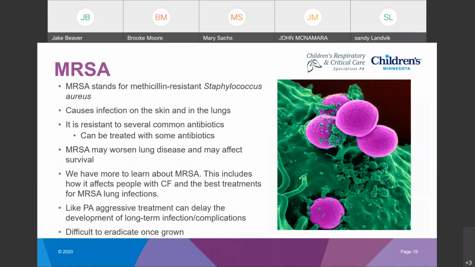We have a lot to learn about MRSA. With Pseudomonas, we'll often treat a positive culture aggressively and we're able to eradicate it. While we attempt to do this with MRSA, it's not always as easily eradicated, and it is difficult to eradicate, as I mentioned, once grown.